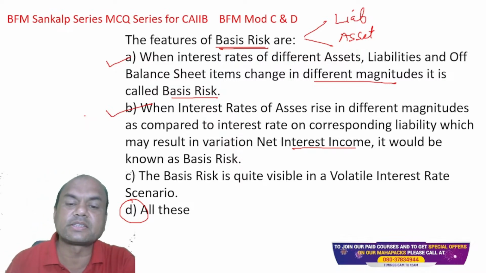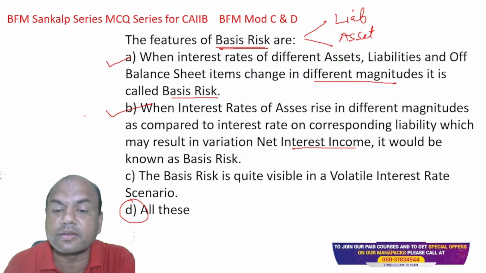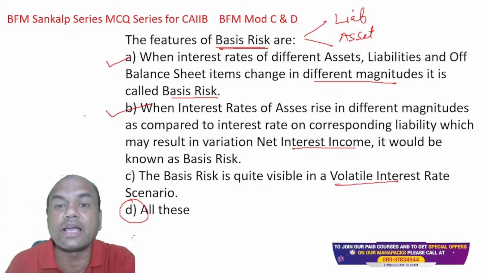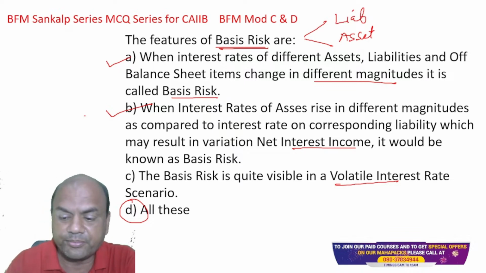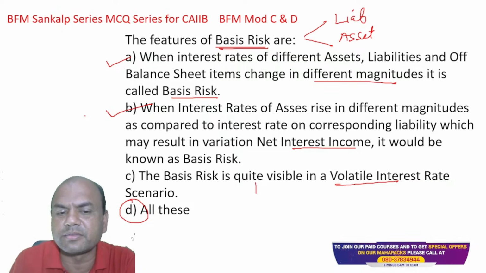So the basis risk is quite visible in a volatile interest rate scenario. Obviously, volatile means highly changing interest rates, very highly changing. Right now in the US, the same thing is happening. If you check the USA, they are facing the same crisis now, volatile interest rates.